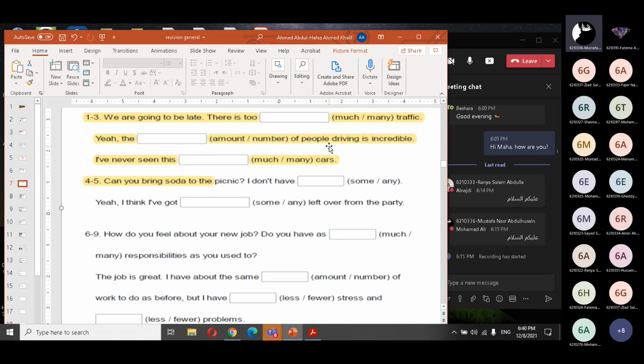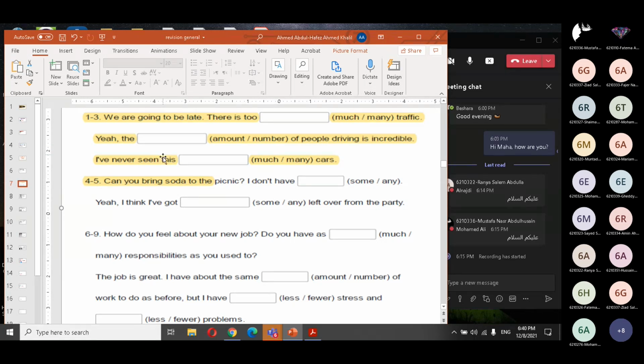Yes. لو قلنا amount of people يعني ايه؟ يعني هنوزن الناس مش هنعدها. لو قلنا amount of people هتوزنيهم بالوزن بالكيلو. خلاص. Here we say the amount ولا the number of people? People countable, so they are number. So the number of people.